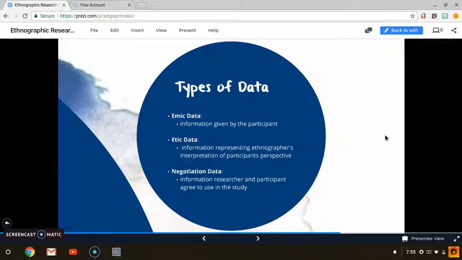And there's negotiation data, which is information that the researcher and participant agree to use in the study. Negotiation occurs throughout the whole research process, such as agreement of the entry to the research site, ensuring the respective individuals at the site, as well as gaining consent from the participants and possible gatekeepers.